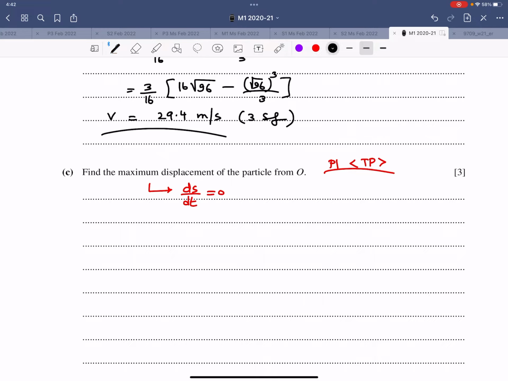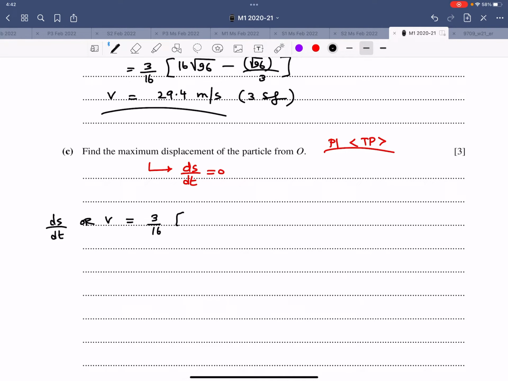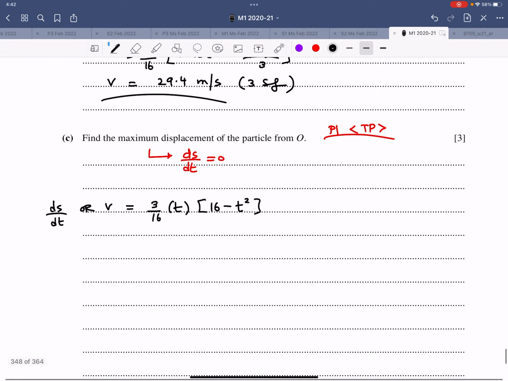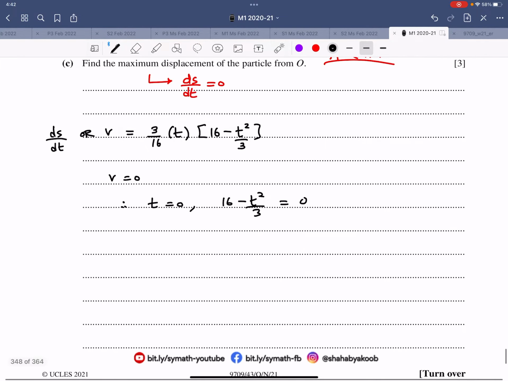Now, velocity is basically ds by dt, and velocity is 3 over 16, 16t minus t cubed over 3, also take t common out, t(16 minus t square over 3). Got the idea? So now v equals 0, therefore t equals 0, therefore 16 minus t square over 3 equals 0, therefore t square comes out to be 48, therefore t comes out to be square root of 48.